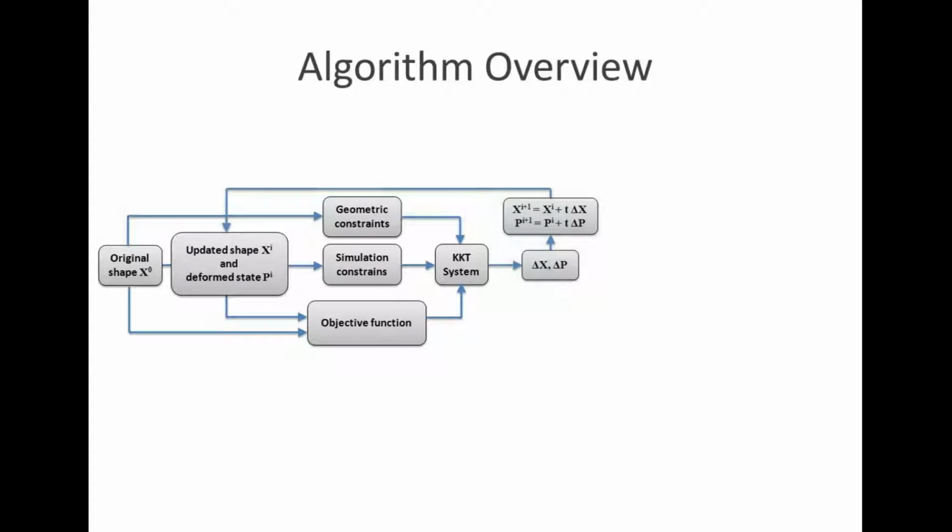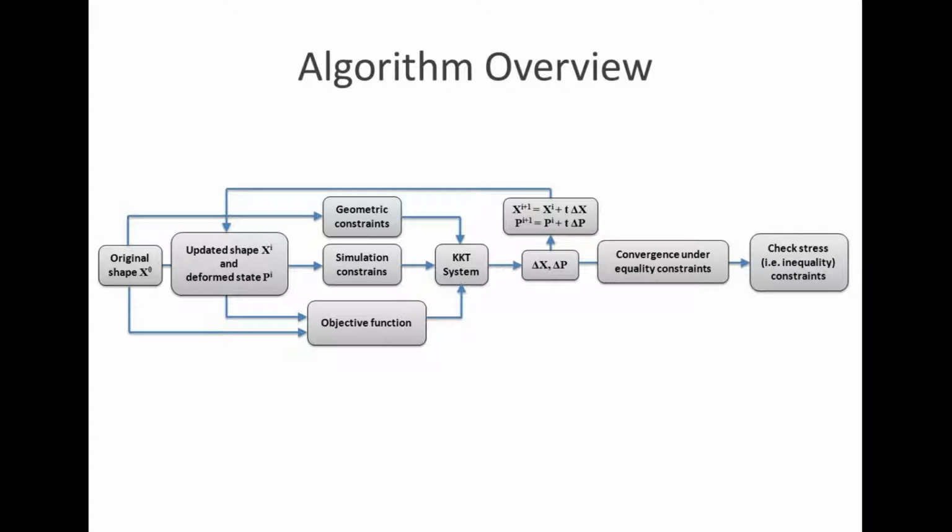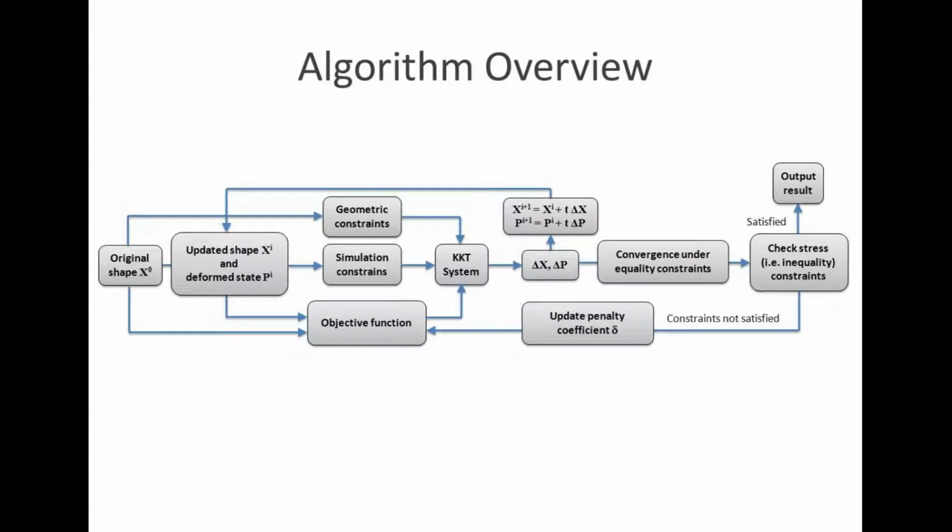The system is solved over many iterations until the result converges with the equality constraints satisfied. We then check if the von Mises stress at each vertex is below the material's yield strength. This requirement is represented by inequality constraints. If the inequality constraints are not satisfied, we increase a penalty term in the objective function and repeat the computation. This continues until our method converges to an output shape where the stress at each point is below the required threshold. Therefore, all constraints are satisfied.